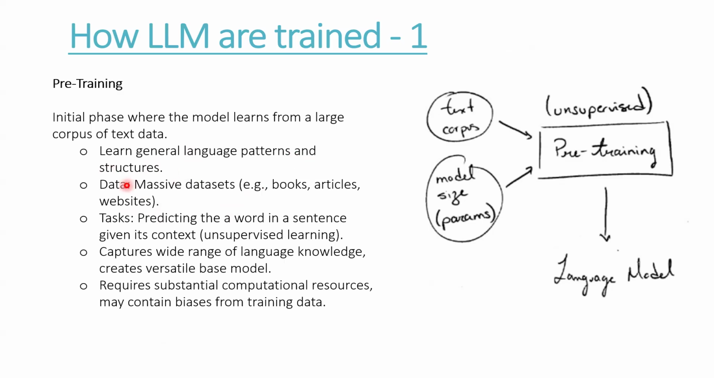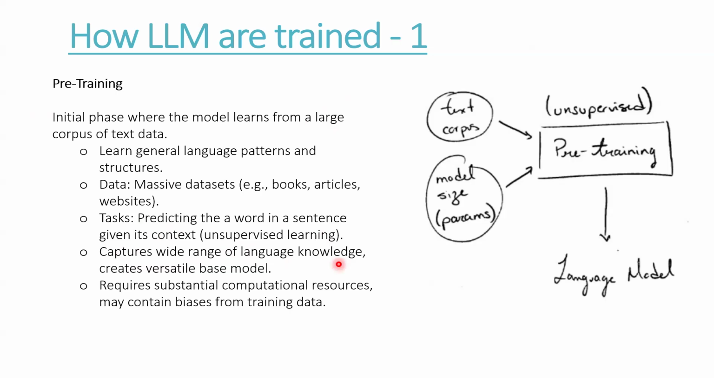Learn general language patterns and structures, from massive data sets: books, articles, and websites. They take that data from online, some e-books, articles, websites. These companies scrape a lot of data. And what task is there for the models? Predicting the word in a sequence given its context. Okay, so this is basically unsupervised learning. They are asked to predict the word in a sentence given its context. Context means the full sentence is given and their aim is to predict the next token, to find out the next token.